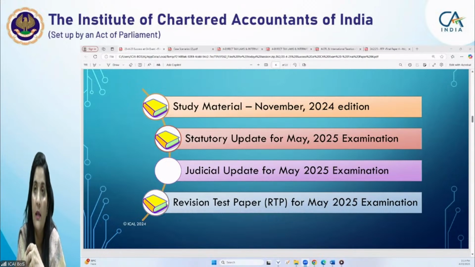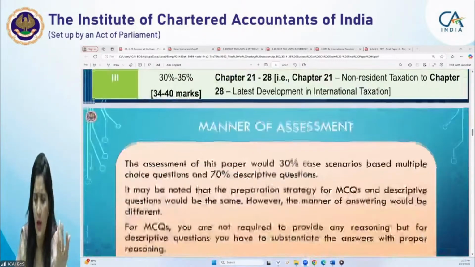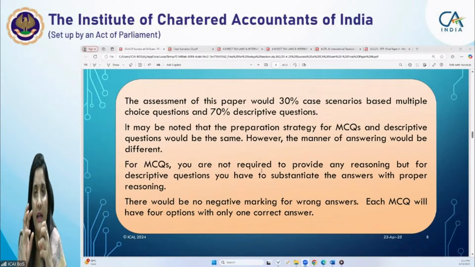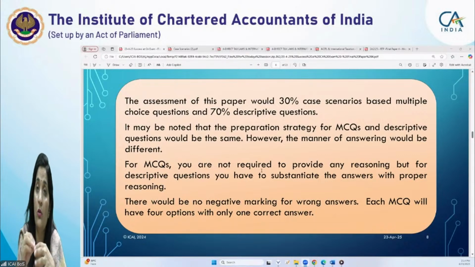This is one thing. Another important thing is time management, how you are going to manage the time. Suppose 30% is your case scenario based question, right? 30% is your case scenario based question, and then 70% is descriptive question. So you are getting 180 minutes, a 3 hour paper, so for 30%, 54 minutes are there. But I think you should not spend 54 minutes on this 30% part, because here you are not going to write anything.